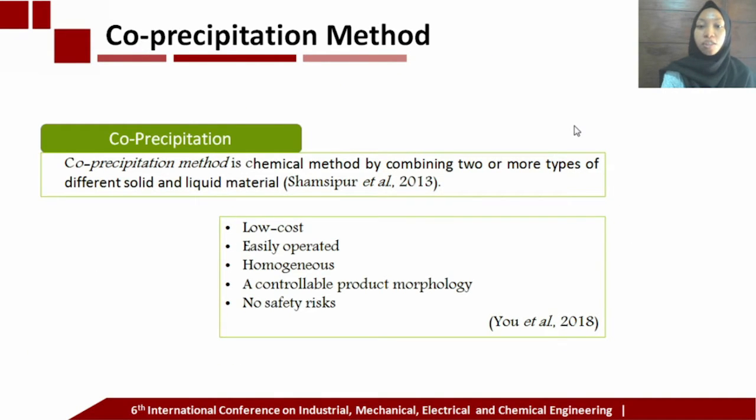The synthesis method that we use is the co-precipitation method. It is a chemical method combining two or more types of different solid and liquid materials. We choose the co-precipitation method because it is low cost, easily operated, homogeneous, has a controllable product morphology, and the important one is no safety risk.